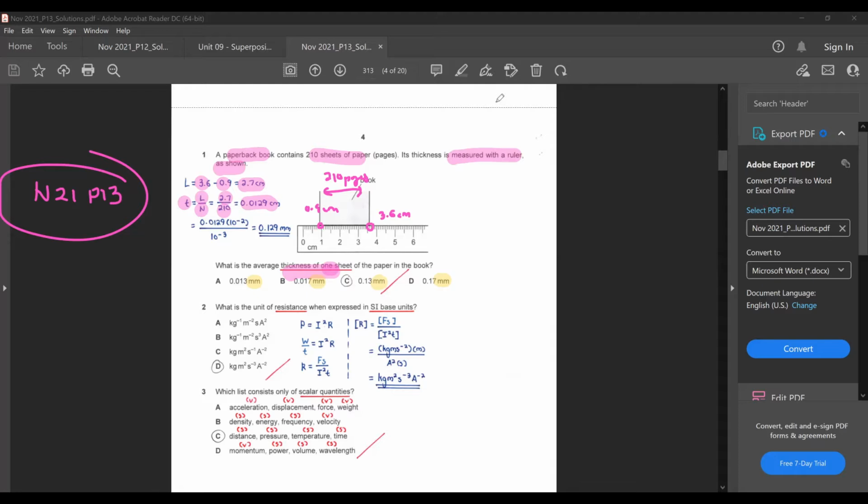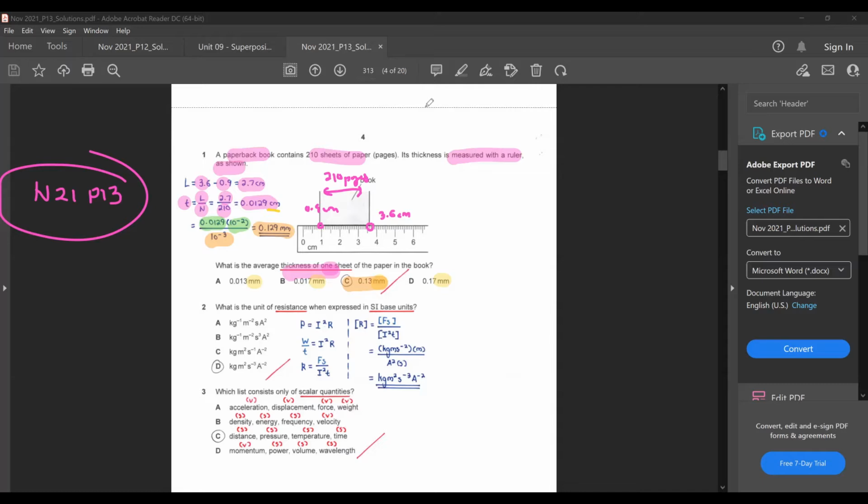In my case, because I had it in centimeter, I want to convert from centimeter to meter. It will be that same value multiplied by 10 power minus 2. But at the same time, I want to convert it to millimeter, right? So I divide by 10 power minus 3 to convert it to millimeter. So the final answer is 0.129 millimeter. Rounded to 2 SF, this is answer C.